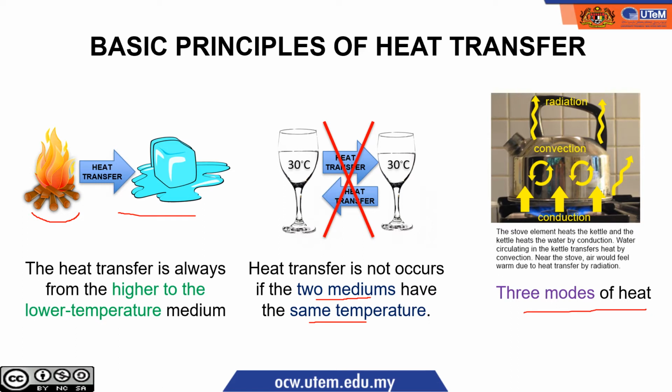And there are three modes of heat. It can be transferred with conduction, convection, and radiation. Conduction means from the solid or metal. The stove heats the kettle and the kettle heats the water by conduction. So the kettle wall here is metal. It can heat the water by conduction because water and metal are touching each other, and water circulates in the kettle. Water is circulating in the kettle, so the kettle transfers heat by convection. And then near the stove, the air would feel warm due to heat transfer by radiation.